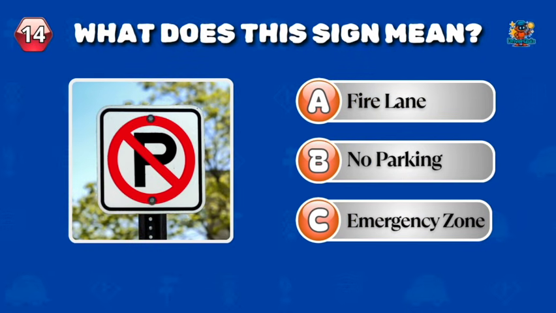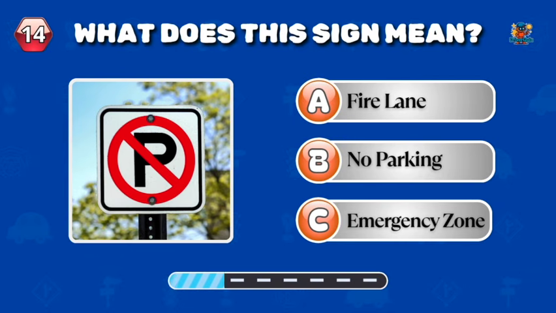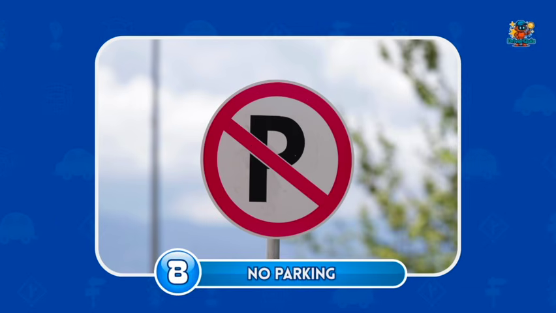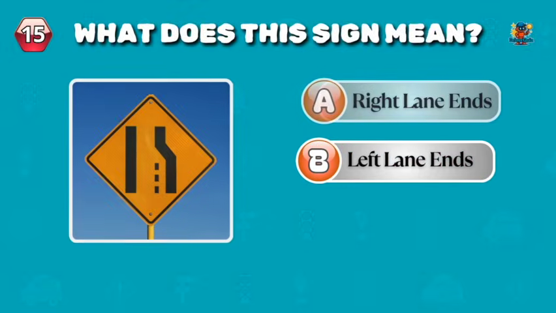Question 14. A. Fire lane. B. No parking. C. Emergency zone. No parking. This sign means vehicles are not allowed to stop or park in the area.